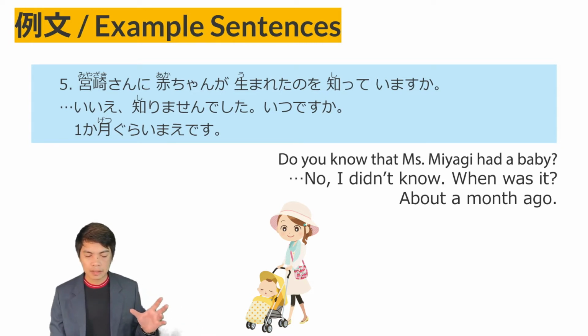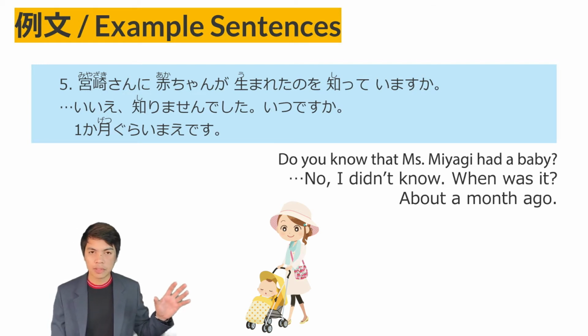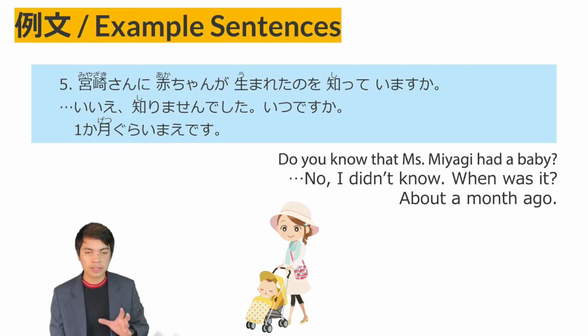So, 生まれた, the plain form of 生まれました, plus no, it now becomes a noun. And particle o for the verb しています. Do you know that a child was born? Or do you know that Miyazaki-san gave birth to a child?